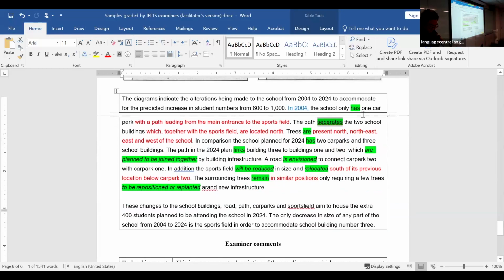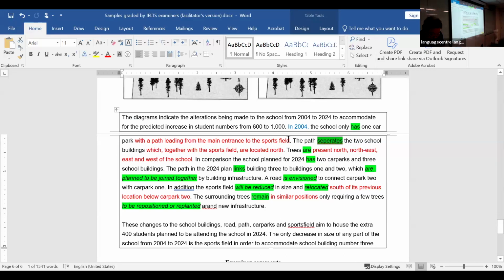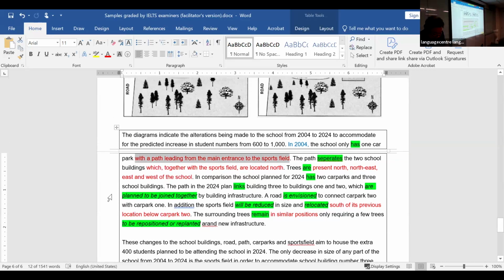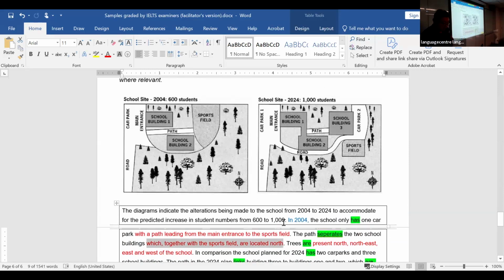So these are the two criticisms from the examiners. But other than the use of tenses, you can see a number of descriptive language that we can learn from in order to describe a graph more precisely, right? With a path leading from the main entrance to the sports field, blah blah blah, or which together with the sports field are located north. We can use these examples of descriptive language in order to make the description or comparison of two maps more concrete.